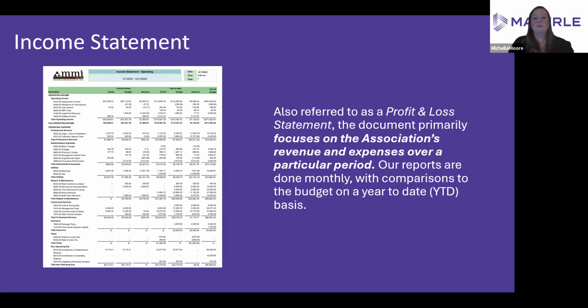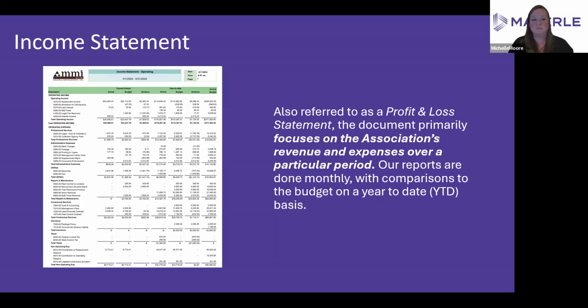There are some governing documents that require modified accrual accounting. Unless the board chooses to vote to do different accounting, the ones that do modified accrual generally do so because it's in the governing documents.